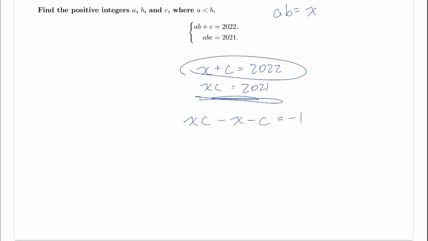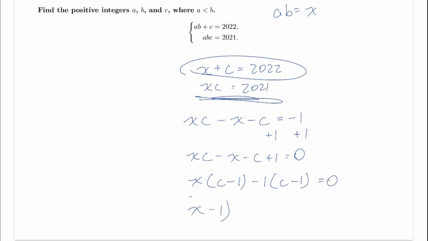And what we can do here is use something called Simon's favorite factoring trick. Basically, I'm going to add 1 to both sides to make it so we can actually factor this equation. So now we have xc minus x minus c plus 1 equals 0. And you'll see, because I added 1 to both sides, we get x times c minus 1 minus 1 times c minus 1 equals 0, which gives us x minus 1 times c minus 1 equals 0.